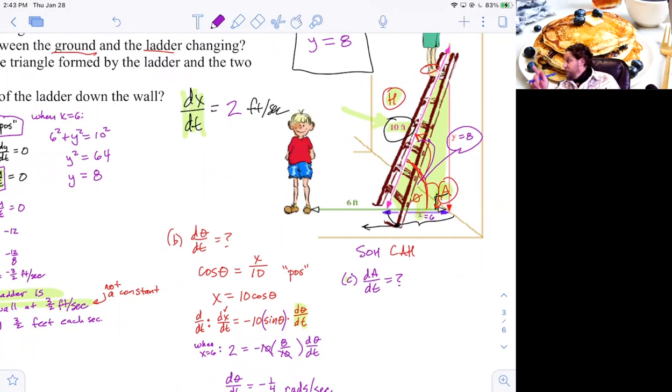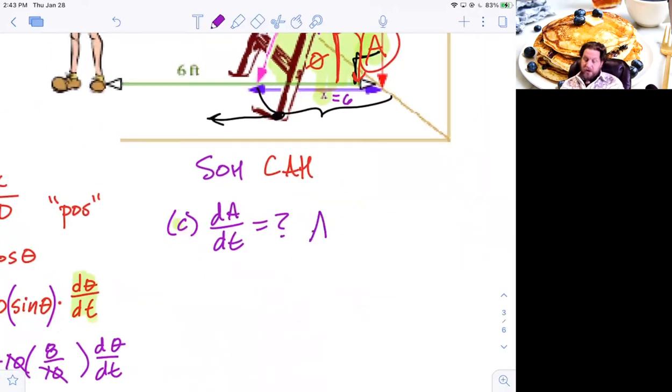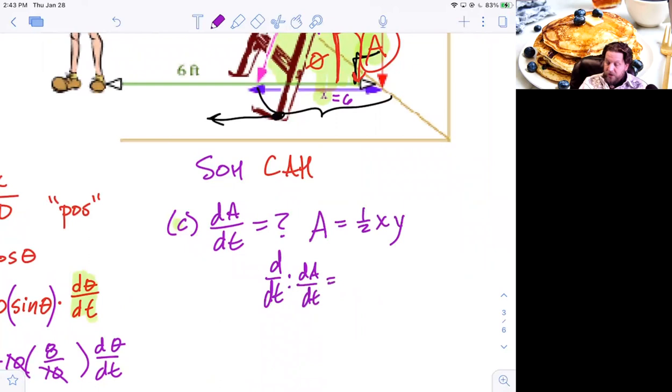If it's a right triangle, can we use 1/2 base times height? Yeah, we can. So the area is 1/2 the base, which is x, times the height, which is y. Cool. Now we take the derivative with respect to time, and we get dA/dt, and it's going to be another product rule. So we get 1/2 dx/dt times y plus 1/2 x times dy/dt.